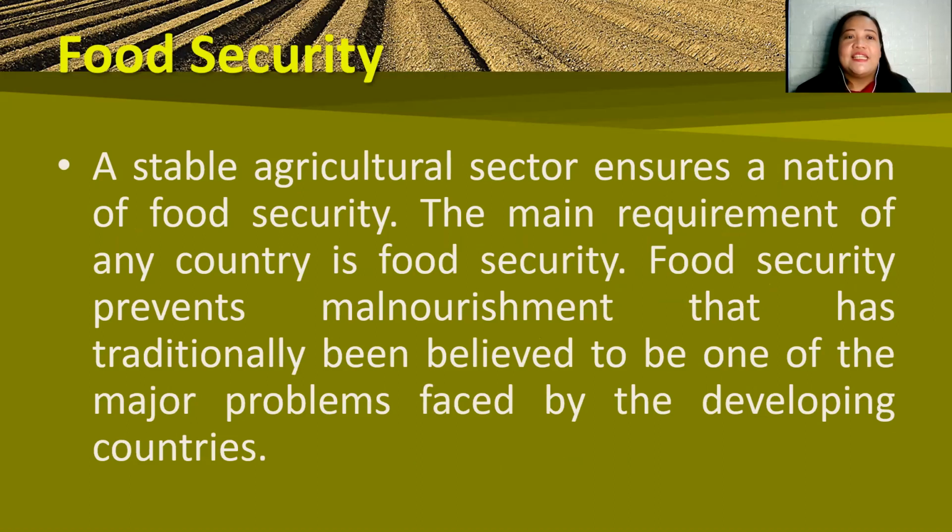Food security. A stable agricultural sector ensures a nation of food security. The main requirement of any country is food security. Food security prevents malnourishment, which has traditionally been believed to be one of the major problems faced by the developing countries.